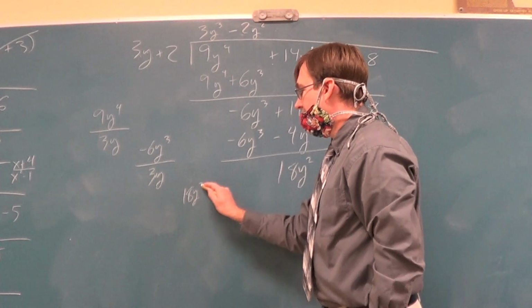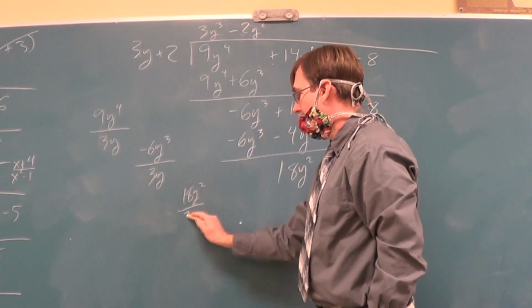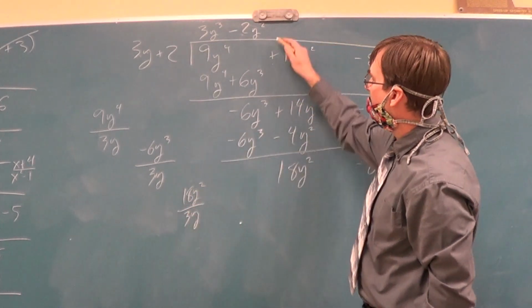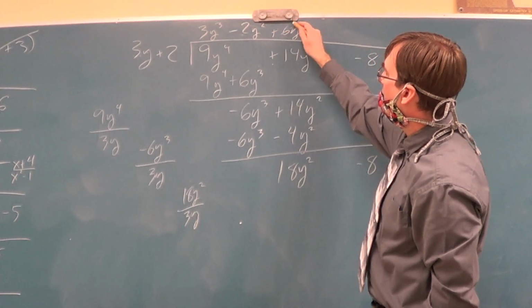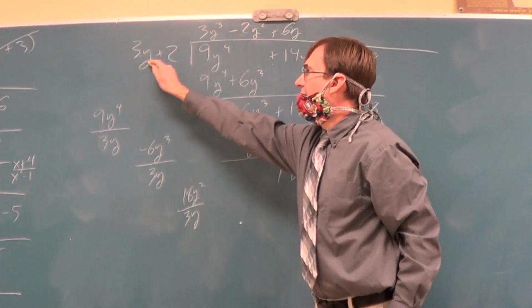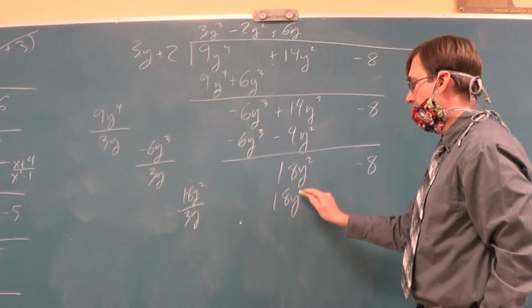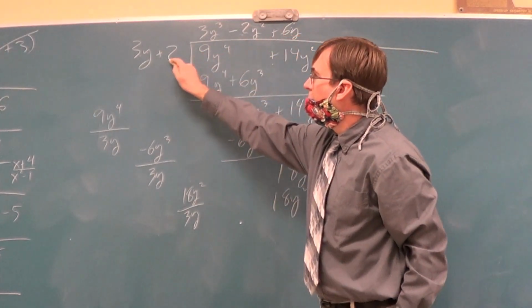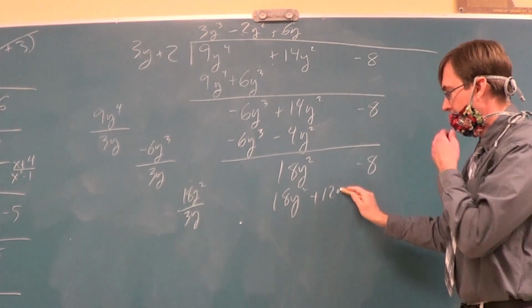Now 18y squared is going to divide the 3y. If we divide those, that's a 6y. Positive when the signs are the same. 6y multiplies this for 18y squared. And 6y multiplies that for an add 12y.